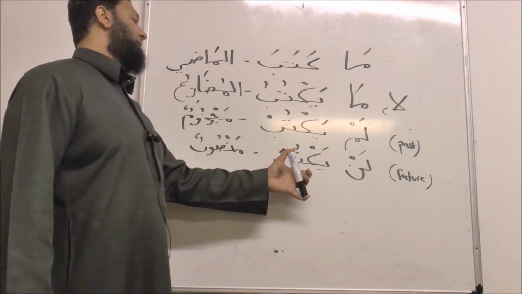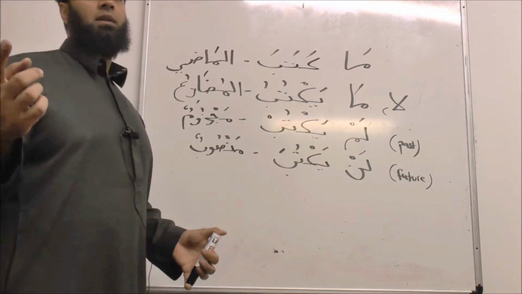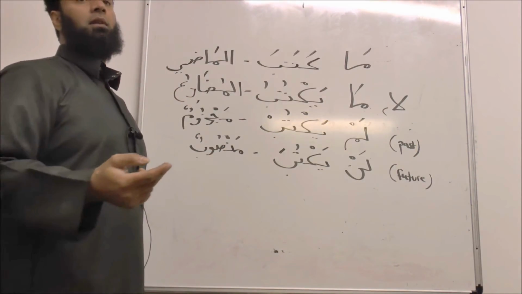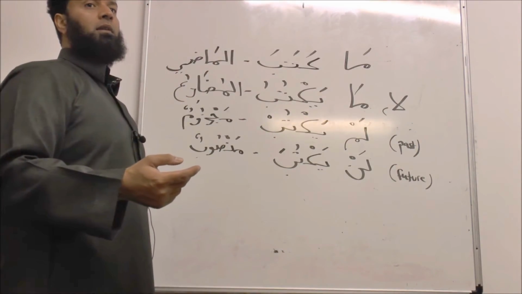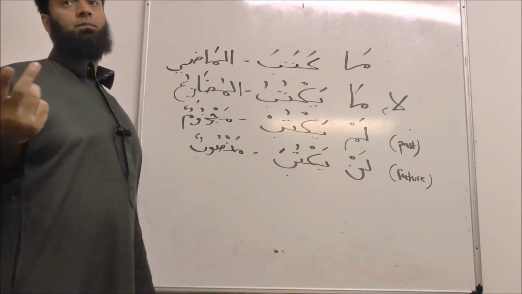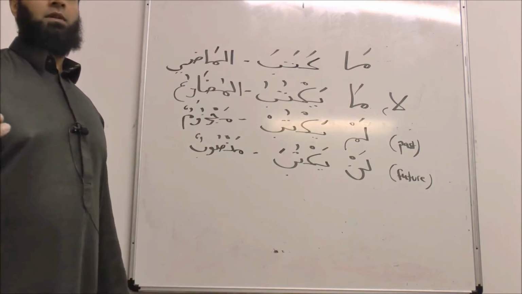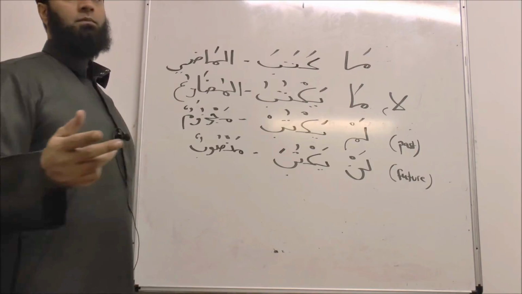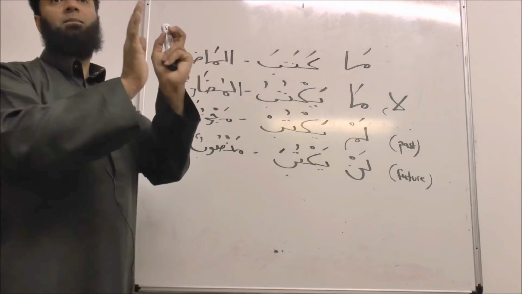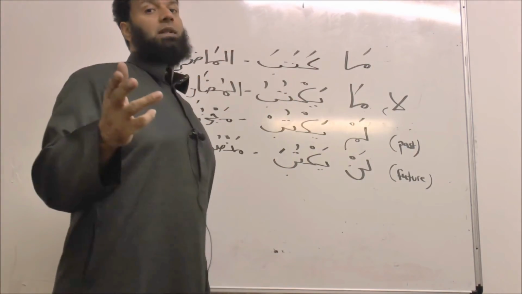So lan yaktubu becomes lan yaktuba. Now, what does lan yaktuba mean? He's not going to do it. He will not write. So you don't need to add the seen for the future. Lan makes it into the future, right? Lan yaktuba, he will not write.